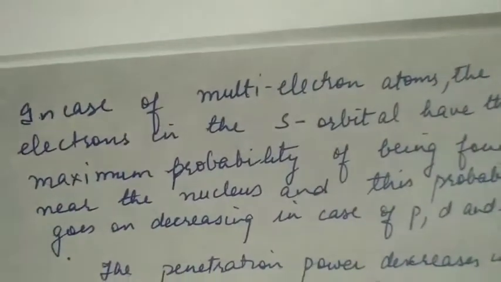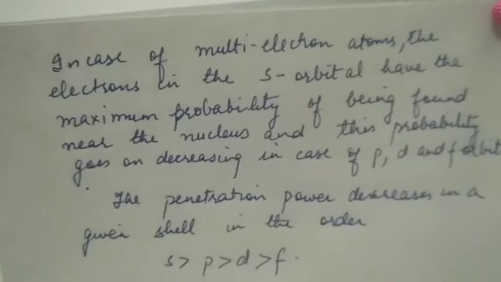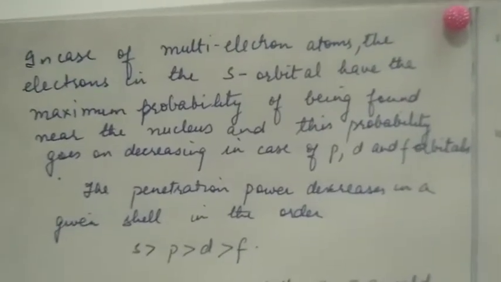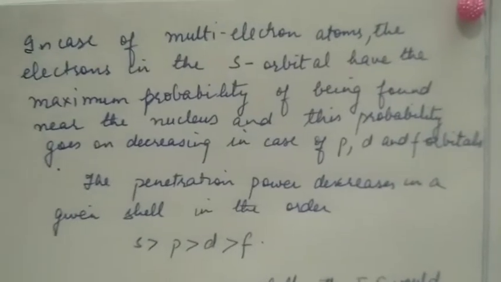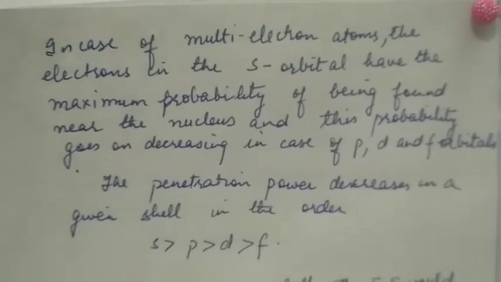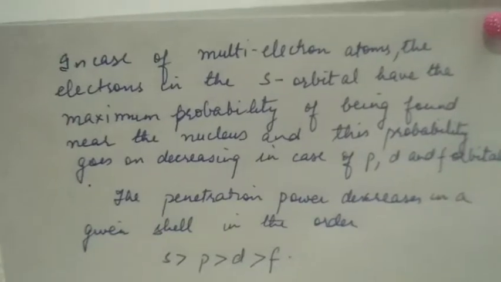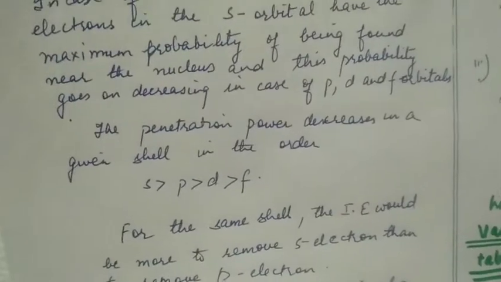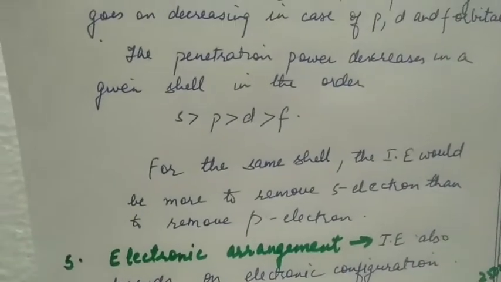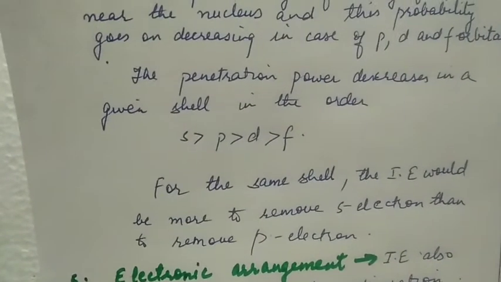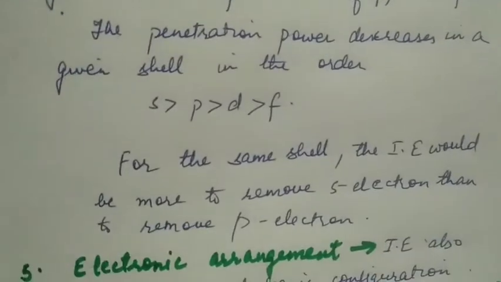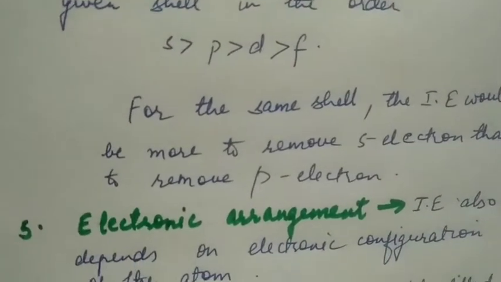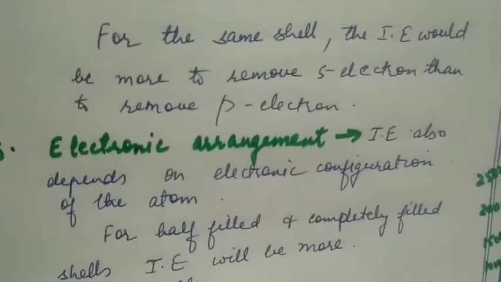In case of multi-electron atoms, the electron of s orbital have maximum probability of being found near the nucleus, and this probability goes on decreasing in case of p, d and f orbitals. So penetration power decreases in the given shell in the order s is greater than p is greater than d is greater than f. For the same shell, the ionization enthalpy would be more to remove s electron than to remove p electron. Electronic arrangement.